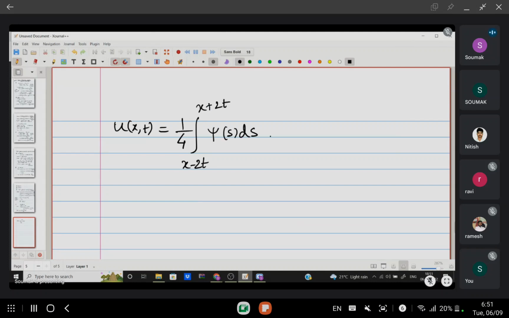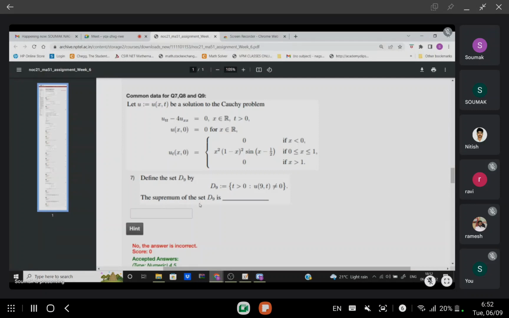Now my psi is given by this: psi of x is 0 when x is negative, x squared times (1 minus x squared) times sine x minus half when x lies between 0 and 1, and 0 if x is bigger than 1. Let me show you the question again. You have to define the set D9, those t for which u(9,t) is non-zero. So you have to find the supremum of this set.